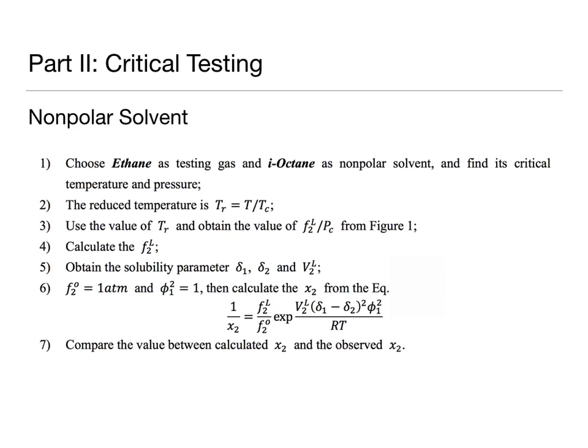The testing part is divided into two sections, nonpolar solvent and polar solvent. We choose ethane as the testing gas and isooctane as the nonpolar solvent. First, we search the references to find ethane's critical temperature and pressure, the solubility parameters δ1, δ2, and molar volume.